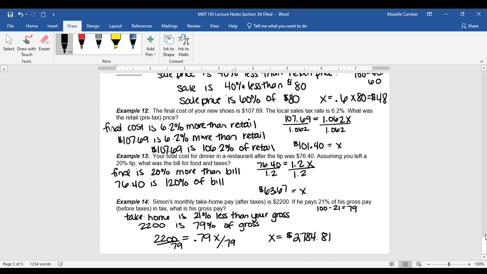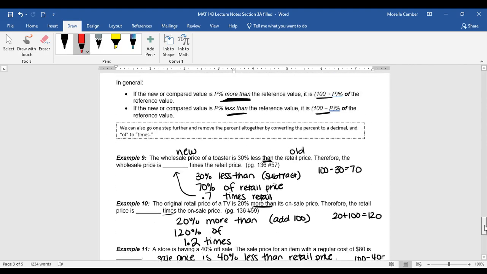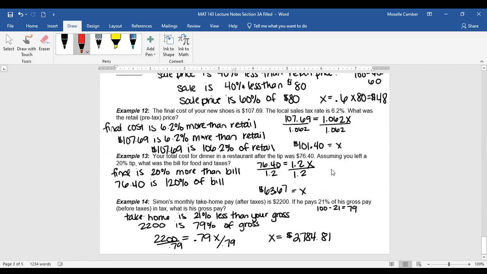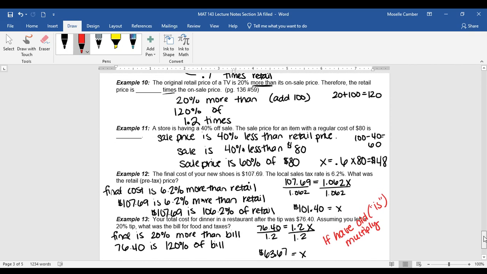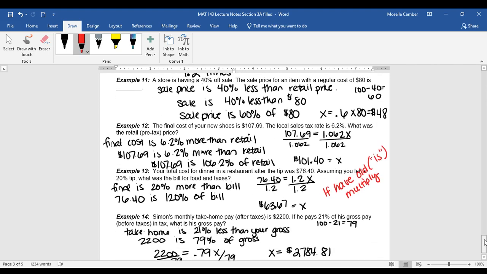Note here that if you are having trouble figuring out or remembering this algebra part, what you can remember is, if you have the old value or your of, then you're going to multiply your two numbers. I'm sorry, I got that a little backwards in my mind.